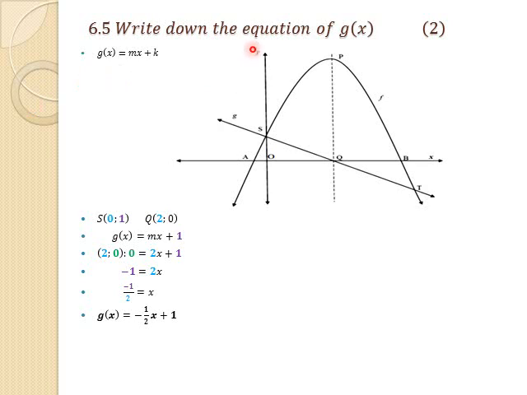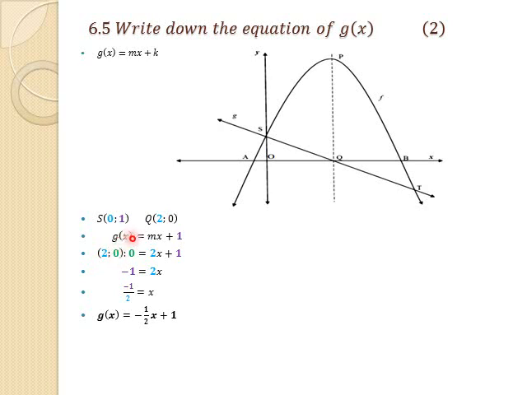Right, write down the equation of g of x. So g of x is the straight line. We have the coordinate of s, which was (0; 1), and q is by 2. Remember, p is (2; 4), so q there would be (2; 0), because it touches the x-axis at y equal 0. So for g of x, I can first substitute in my y-intercept, or my c value, which would be 1, right? And then I use q (2; 0) to find the gradient.